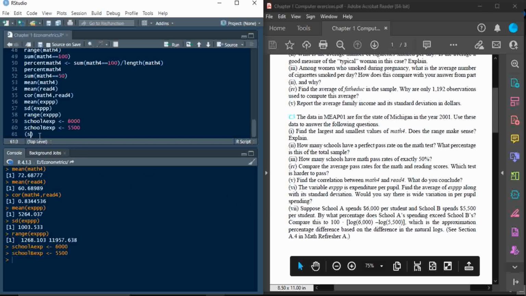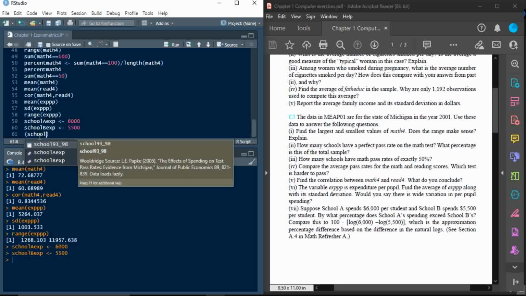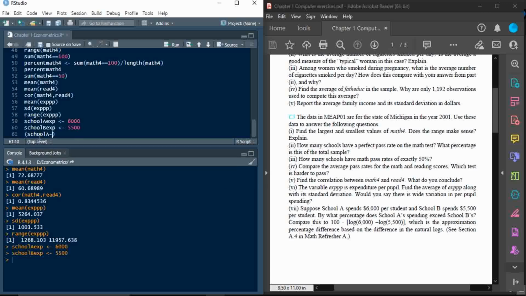So we can do this by subtracting school B expenditure from school A's, and then dividing it by school B's expenditure.